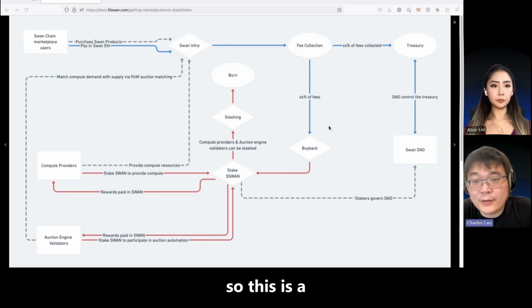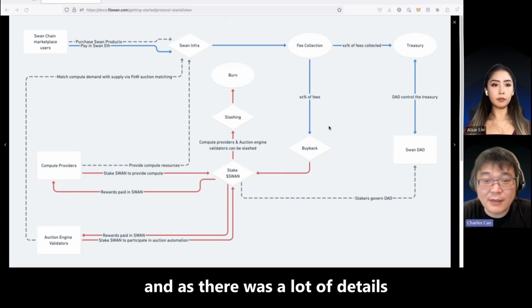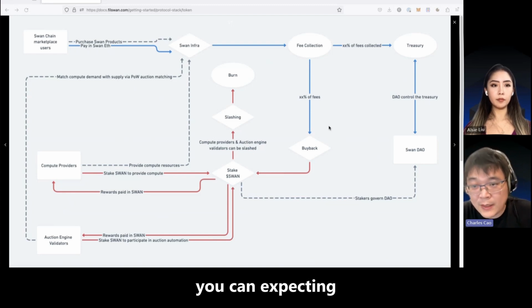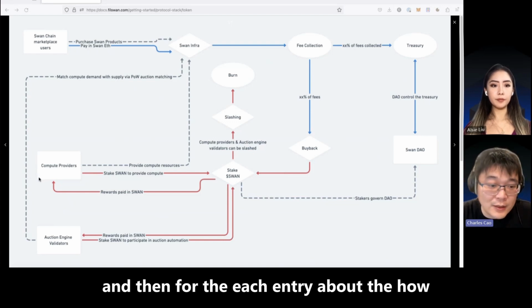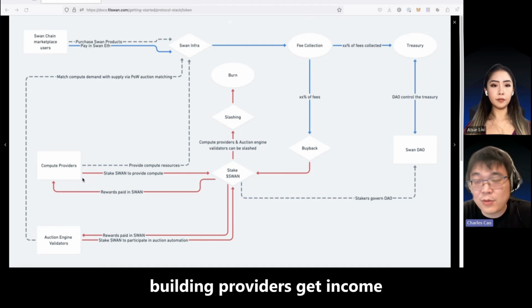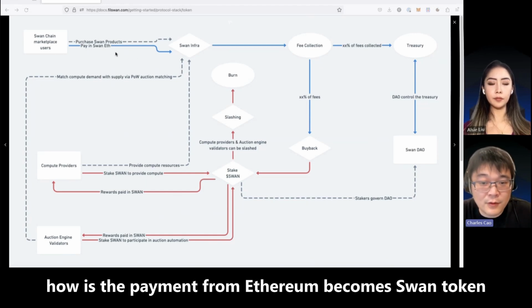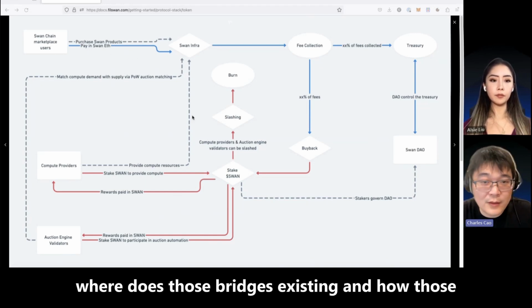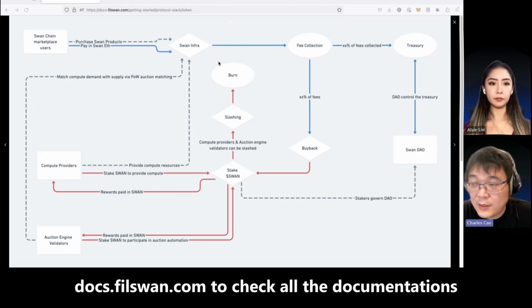So this is the total token value flow. It's complicated, and there are a lot of details. If you're interested, you can expect documents from us in the future, covering each entity: how computing providers get income, how users pay different payments, how the payment from Ethereum becomes Swan token, where those bridges exist, and how those swaps happen. You can always refer to the docs at FilSwan.com to check all the documentation.